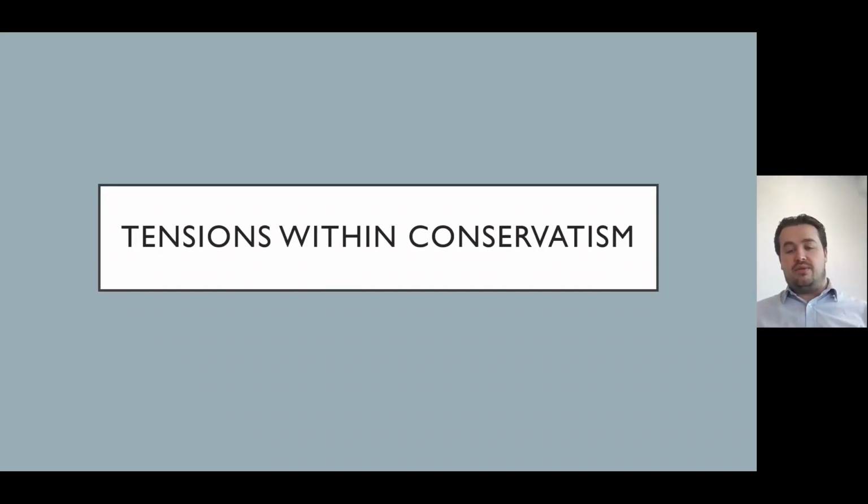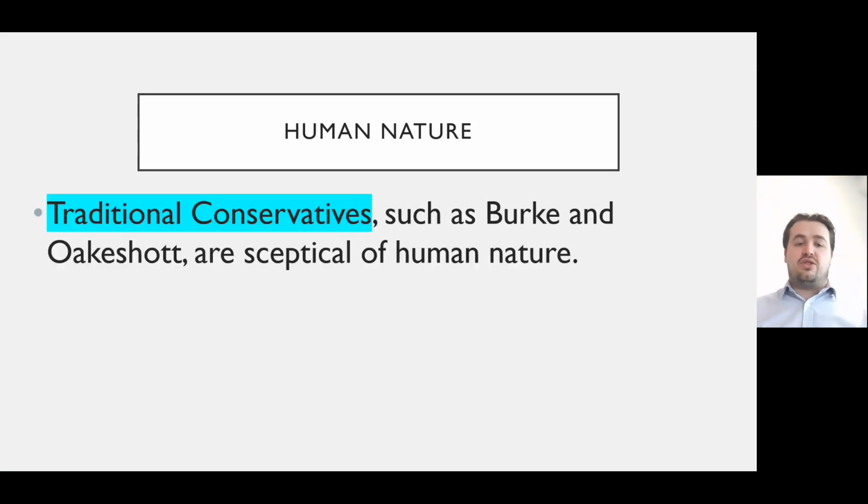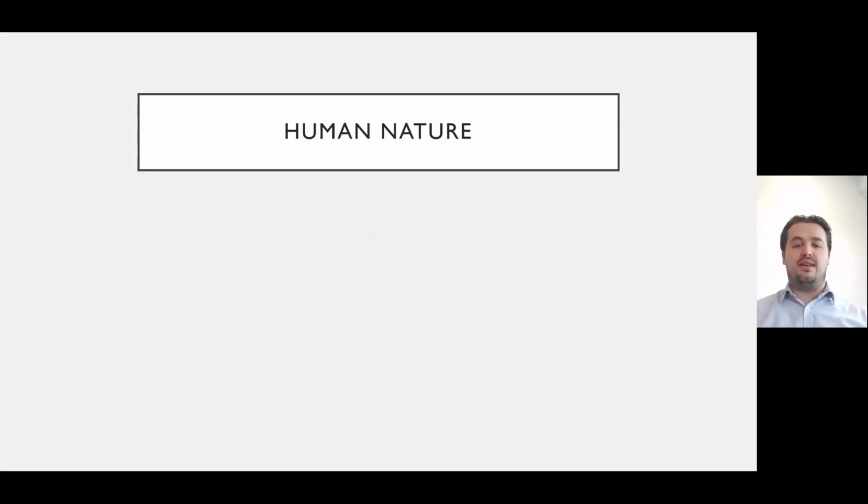So let's just generally go over tensions that exist within conservatism as well. Let's start with human nature, and we'll go through each strand and where they see the differences between the two. So traditional conservatives such as Burke and Oakeshott are pretty skeptical about human nature. They see horrors of idealistic movements such as the French Revolution and the Russian Revolution. They're not accidents. They actually arise from a misreading and an overestimation of human potential that exists within society. So don't create a utopian society, because you're then going to have the French and Russian revolutions.